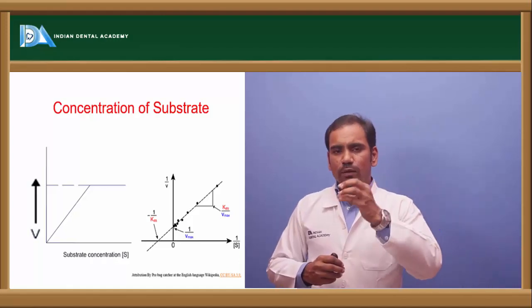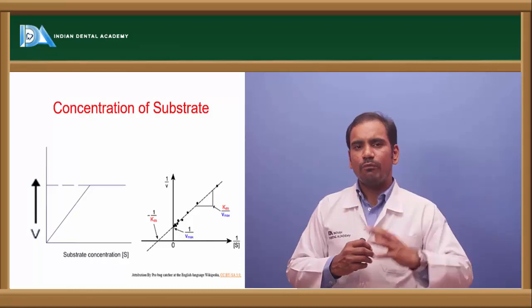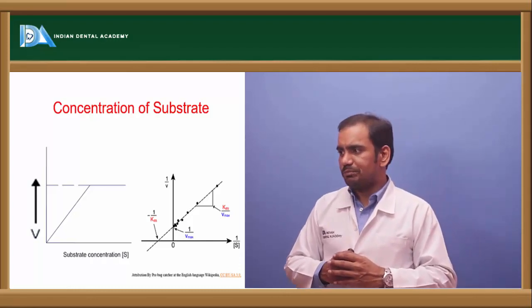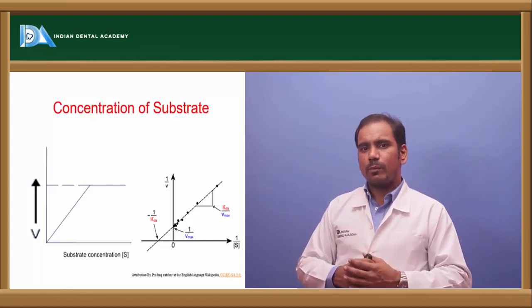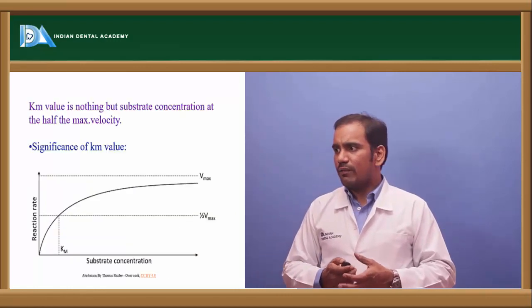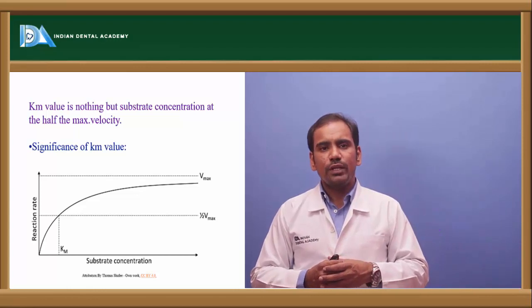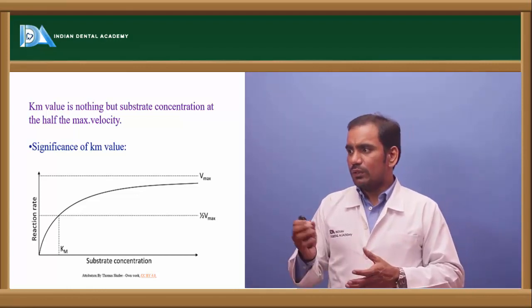At that particular point, whatever velocity is obtained is called the maximum velocity. So we call it velocity maximum. When you consider half of that maximum velocity, we call it the Km value. So Km value is nothing but the substrate concentration at half of the maximum velocity.